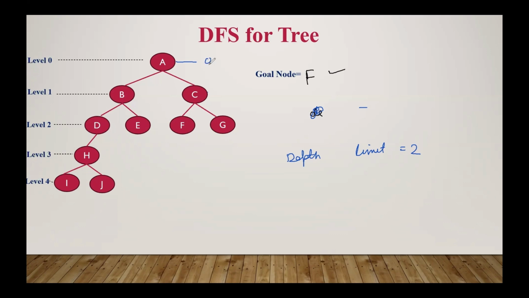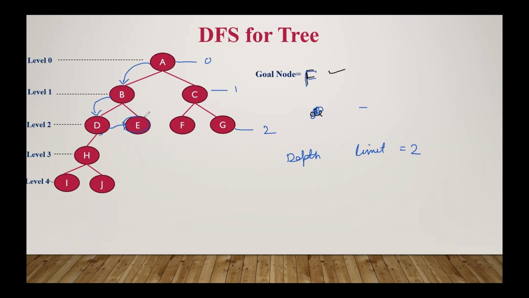So here depth is 0, depth is 1, depth is 2. Now what happens? If we traverse this way like the depth first search, it will go to children, then it will go to children. Now check that the depth of this node is 2. If it is 2, it will not go to the next children. It is the cutoff point. So here it will traverse to the sibling. Is there a goal node? No, our goal node is F.